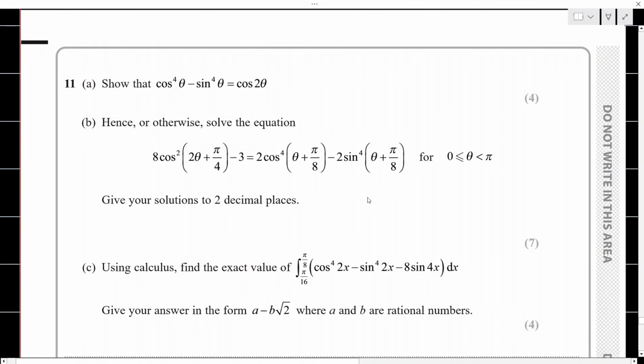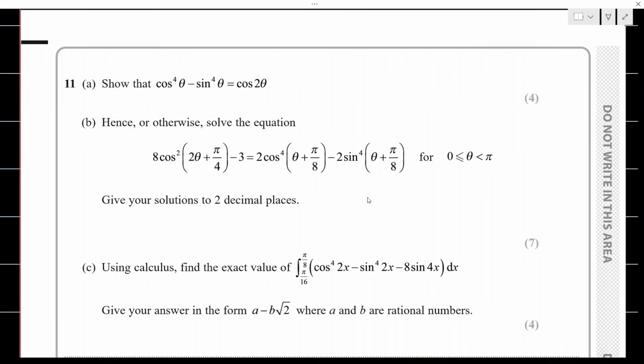This is our question. We can see that in part A, we have to show that cos to the power of 4 theta minus sin to the power of 4 theta is equal to cos 2 theta.